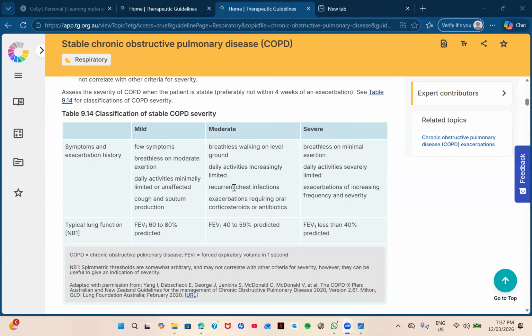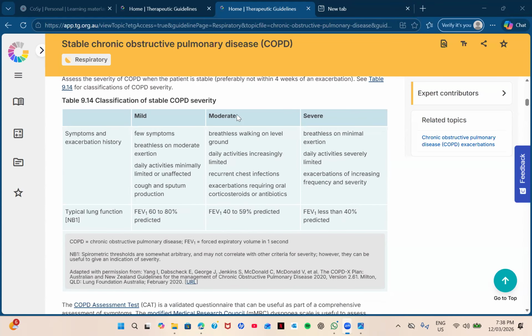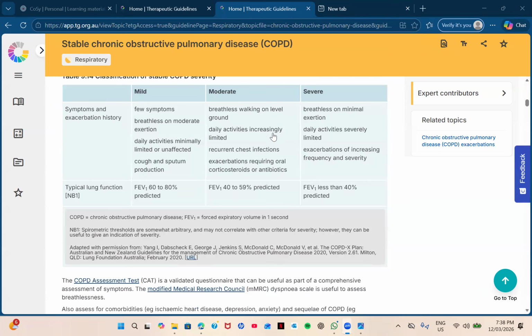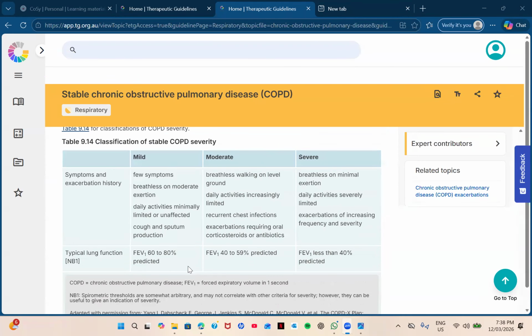The moderate one has breathlessness walking on level ground, daily activity increasingly limited, recurrent chest infections, exacerbations requiring oral corticosteroids or antibiotics, right? FEV1 40 to 59%. Severe cases have breathlessness on minimal exertion, daily activities severely limited, and exacerbations increasing frequently and severely, with FEV1 less than 40% predicted. So please remember you should know this COPD severity as well, and the lung function too.